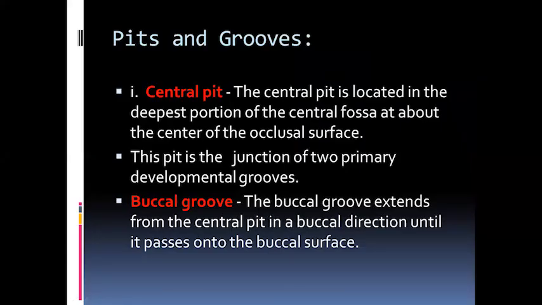Pits and grooves. Central pit. The central pit is located in the deepest portion of the central fossa at about the center of the occlusal surface. This pit is the junction of two primary developmental grooves. Number one is the buccal groove. The buccal groove extends from the central pit in a buccal direction until it passes onto the buccal surface.